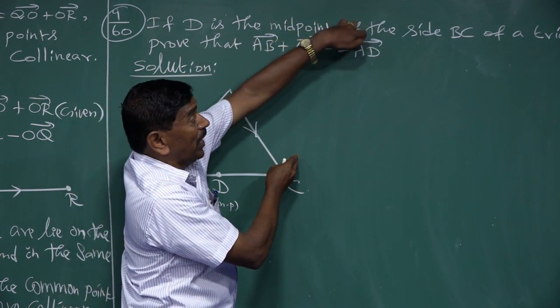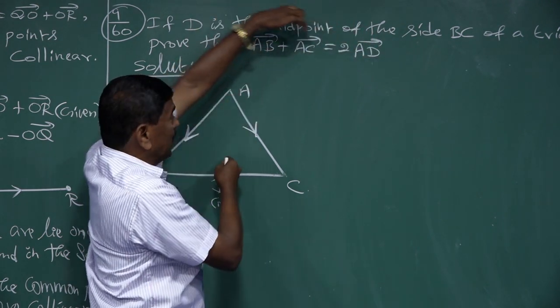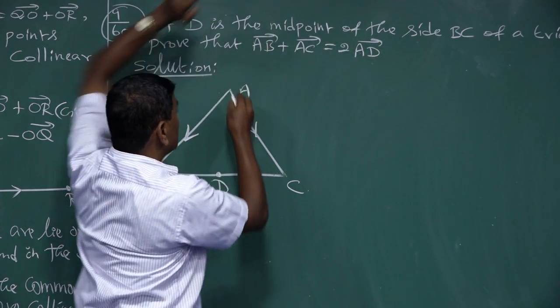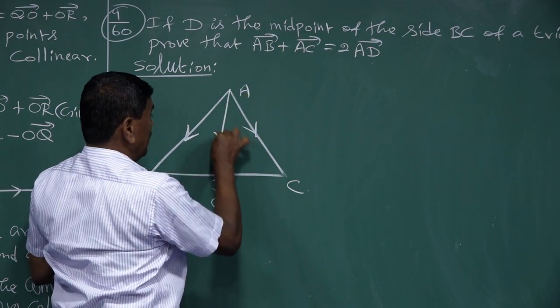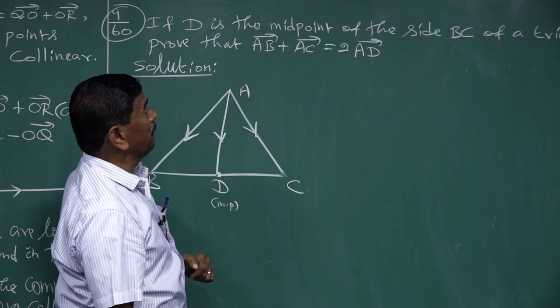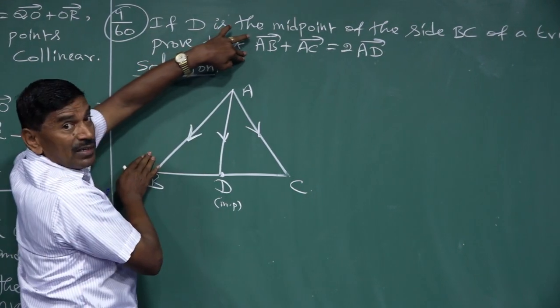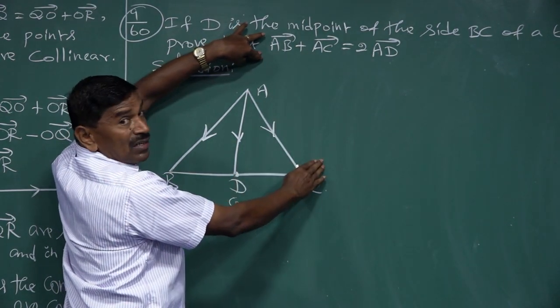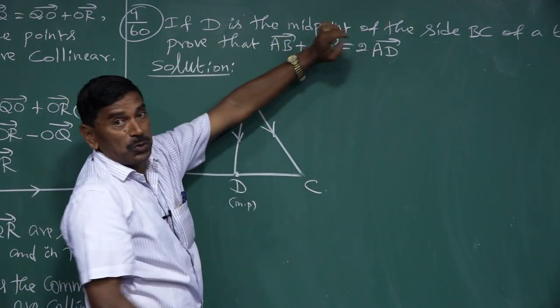vector. Where is the AD vector? AD vector means A to D. So we need the AD vector, therefore join AD. That's all. Join AD. Now we want to prove AB vector plus AC vector is equal to twice of AD vector. This result I want to prove.